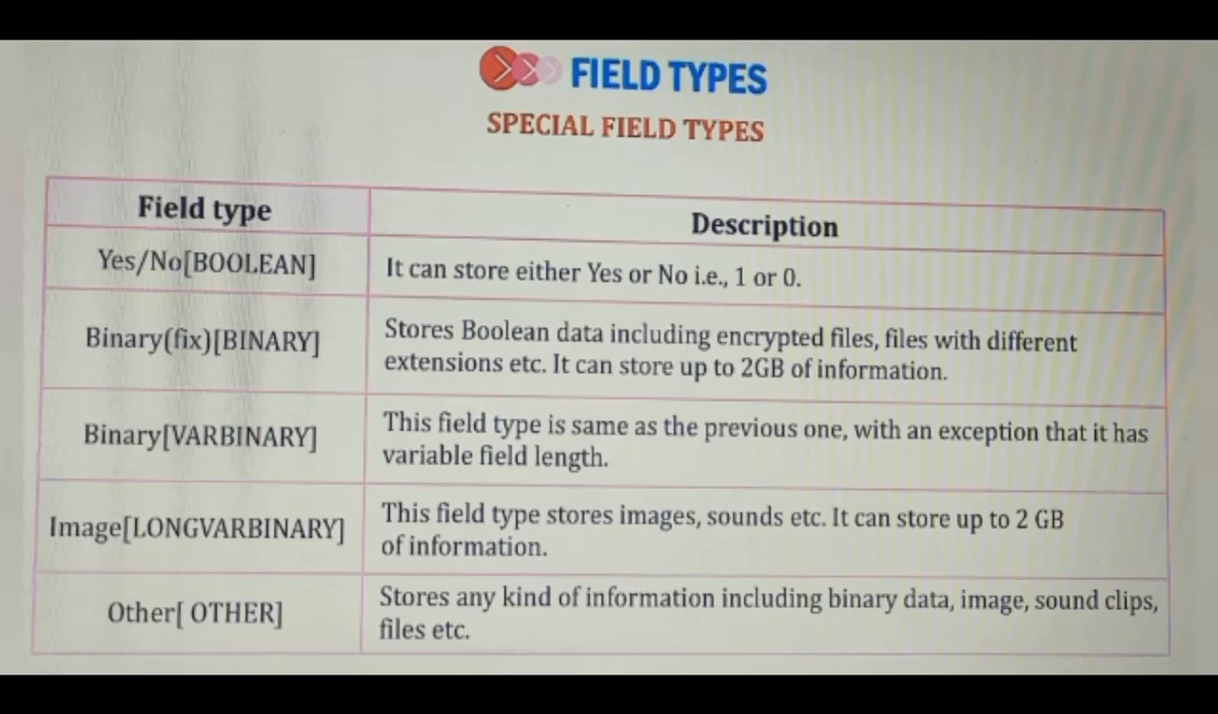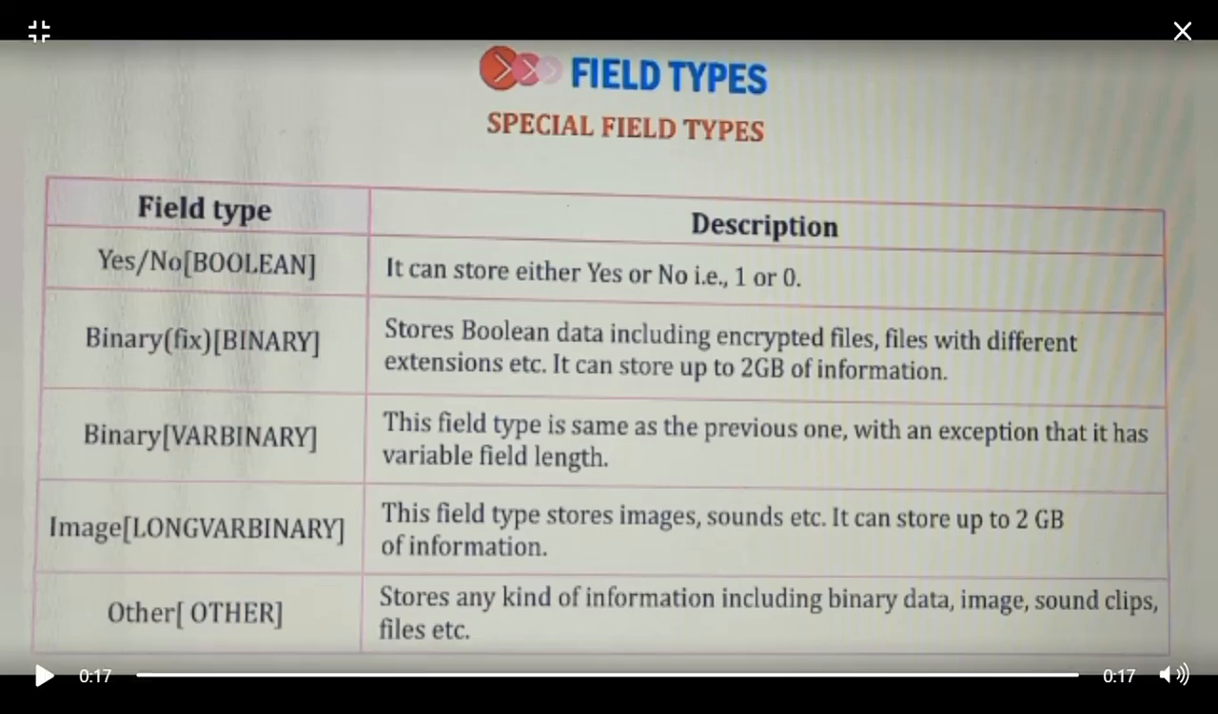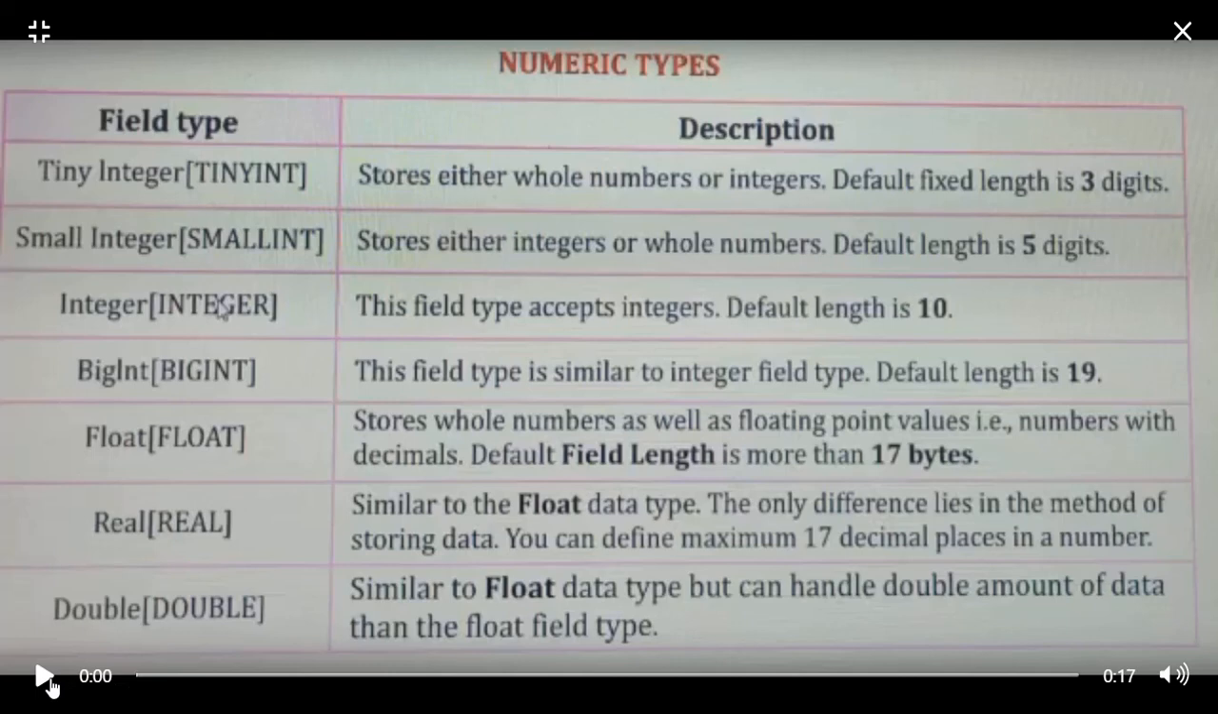Fine. So students, we have four types of field types. The first one is numeric types, second is character types, or your string type, right? Then we have date and time types, and the fourth one is special types. Okay students, we will start with the first type, that is numeric type, right?